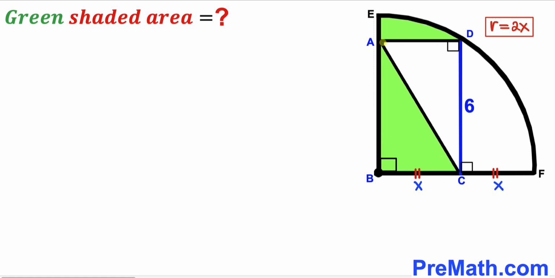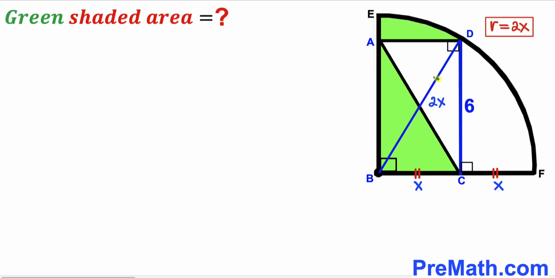And now let's make an observation. We can see that this AC is the diagonal of this rectangle. And furthermore, we can see that this BD is the diagonal of the very same rectangle ABCD as well. So therefore, this diagonal length AC is going to be equal to this diagonal BD length. And now we can see that this BD is, as a matter of fact, the radius of this quarter circle. And we know the radius of this quarter circle is 2 times x. So therefore, this BD length has got to be radius 2 times x.